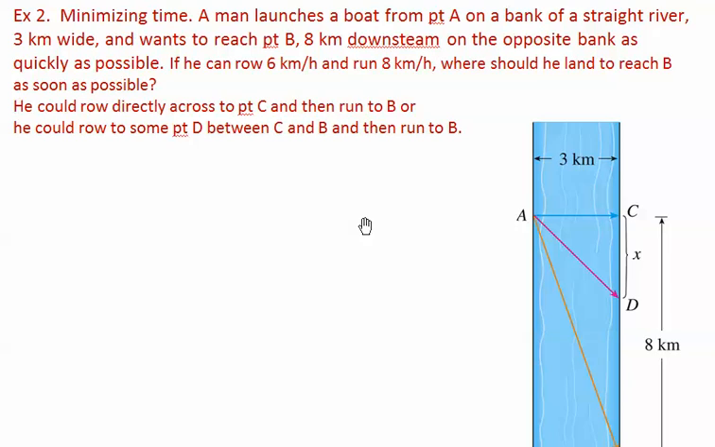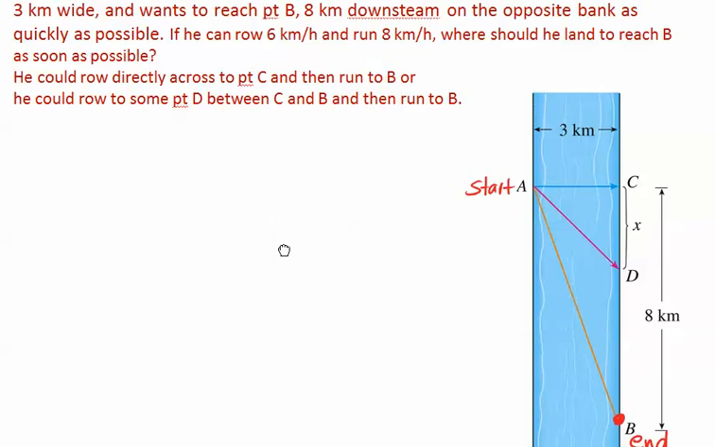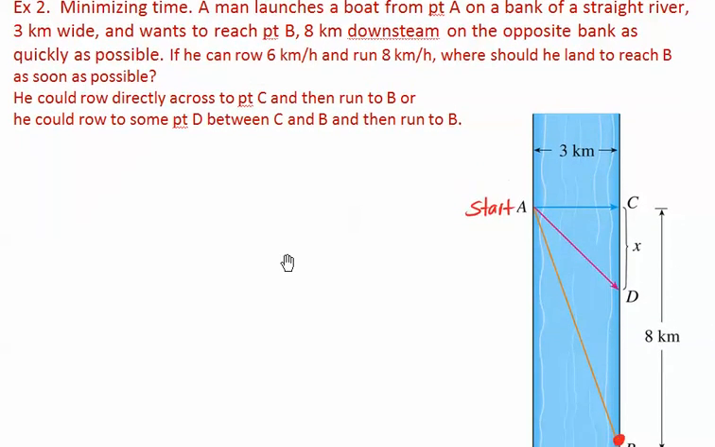So, we need to get this gentleman across the river, and he needs to go from point A, our starting point, to point B, his ending point. All right, so how can he get across the river? Well, lucky for him, he's got a boat, so he can row across the river, and we know that he can row at 6 kilometers per hour.